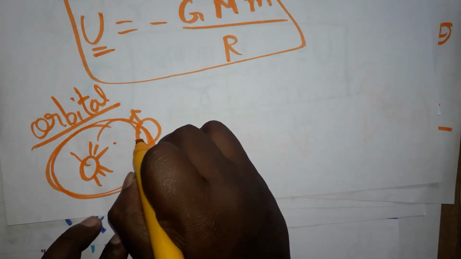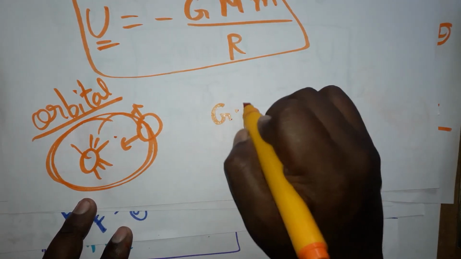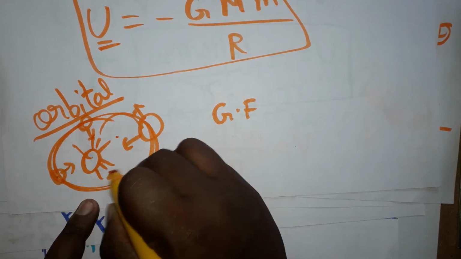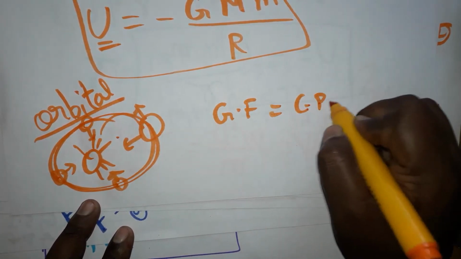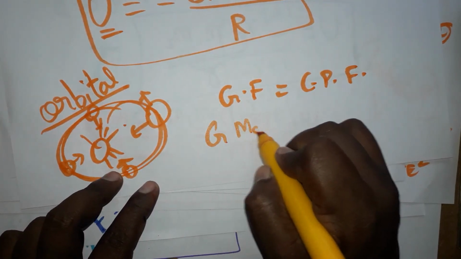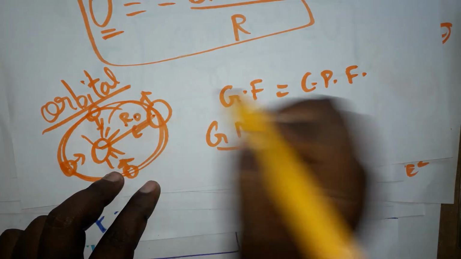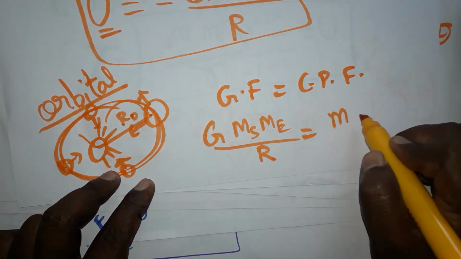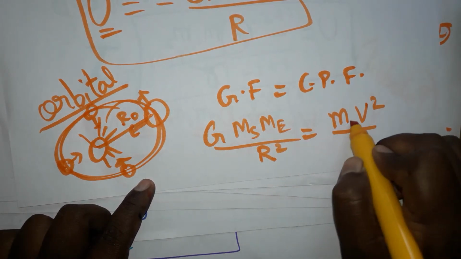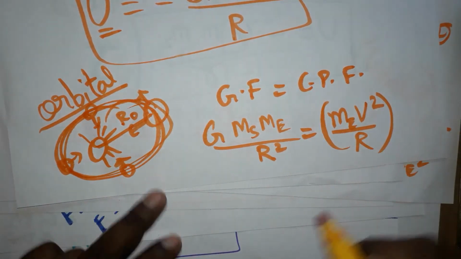The force attracted by the sun is called gravitational force. The force acting towards the center we call centripetal force. This is the cause of the circular motion. Gravitational force is equal to centripetal force. Gravitational force is G times mass of the sun, mass of the earth, divided by orbital radius square, which is equal to the centripetal force m v square by r. Here the mass is the mass of the earth, because the earth is revolving around the sun. So the centripetal force is for the earth, not for the sun.